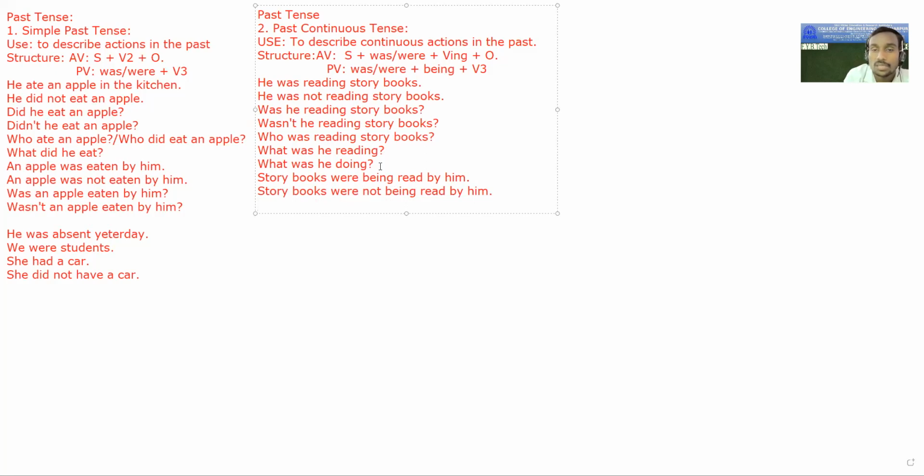So which is the helping verb here? Were. Were storybooks. Then here you are using being read by. That became your verbal question. And you can make it negative also with weren't.